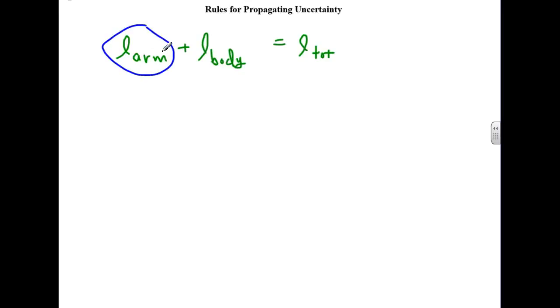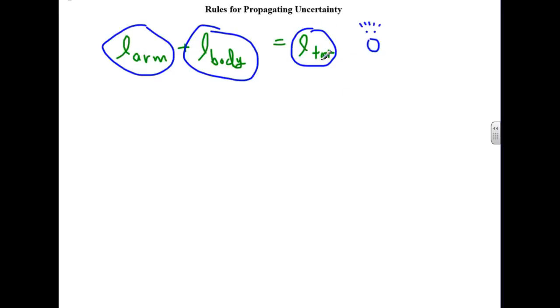If measurements have uncertainty, then if you take two measurements, like let's say you take the length of your arm and you add it with the length of your body to get the total length of your arm plus body equals L total. Well, you got a little bit of an issue here, right? Because this has uncertainty because it's a measurement. This has uncertainty because it's a measurement. So surely this value has uncertainty too. And yes, it does.